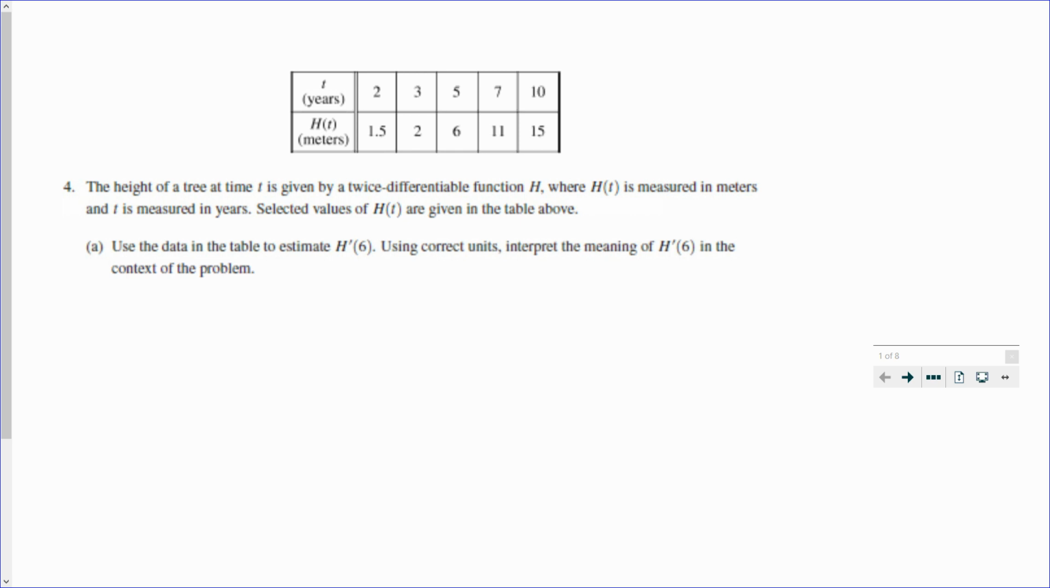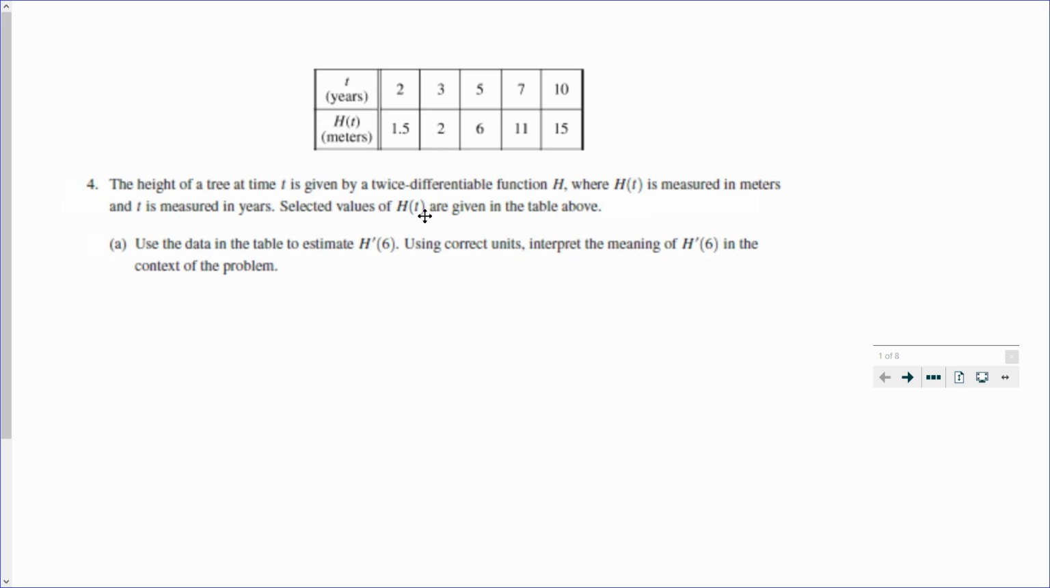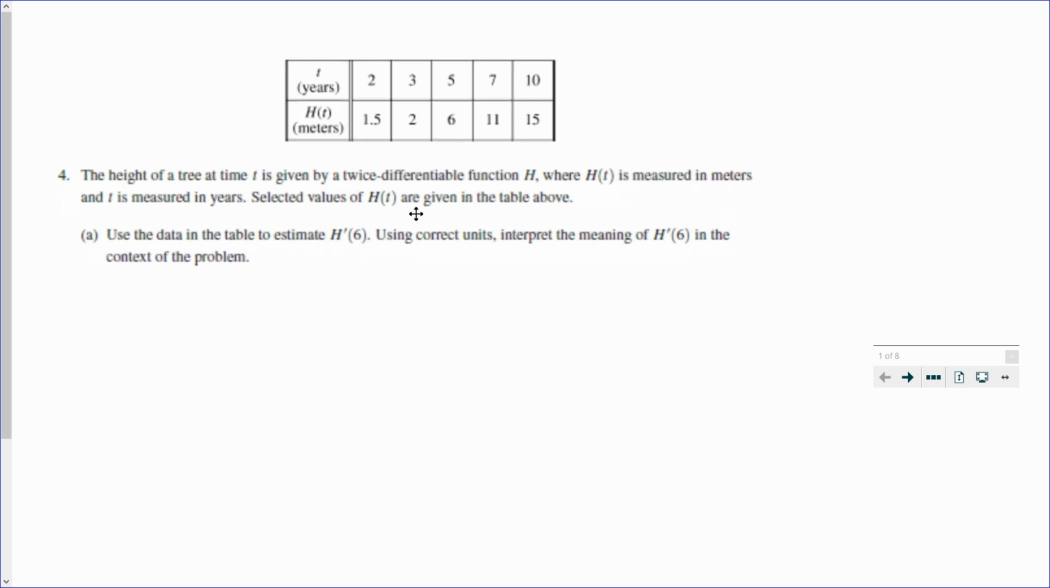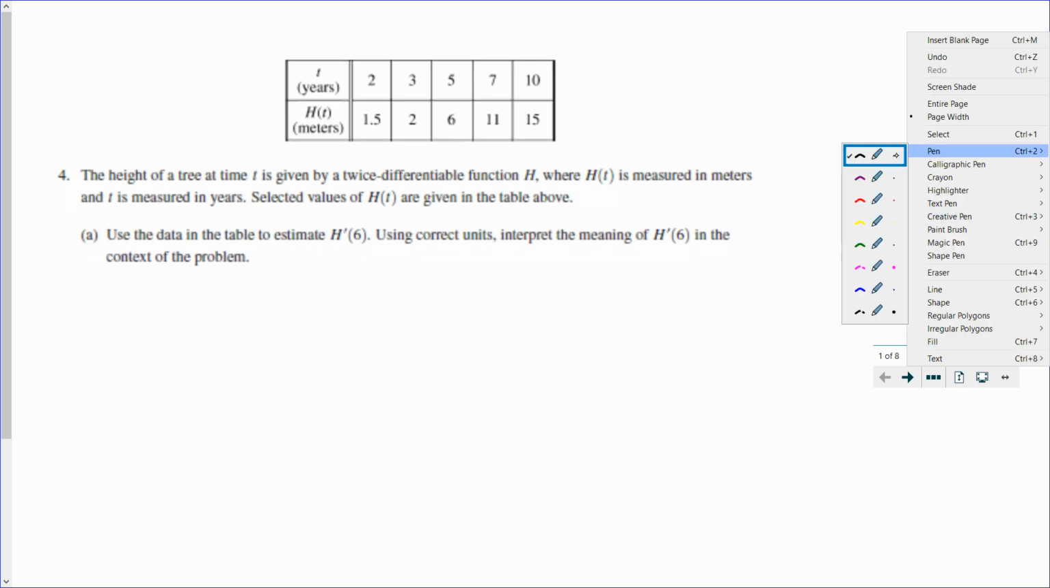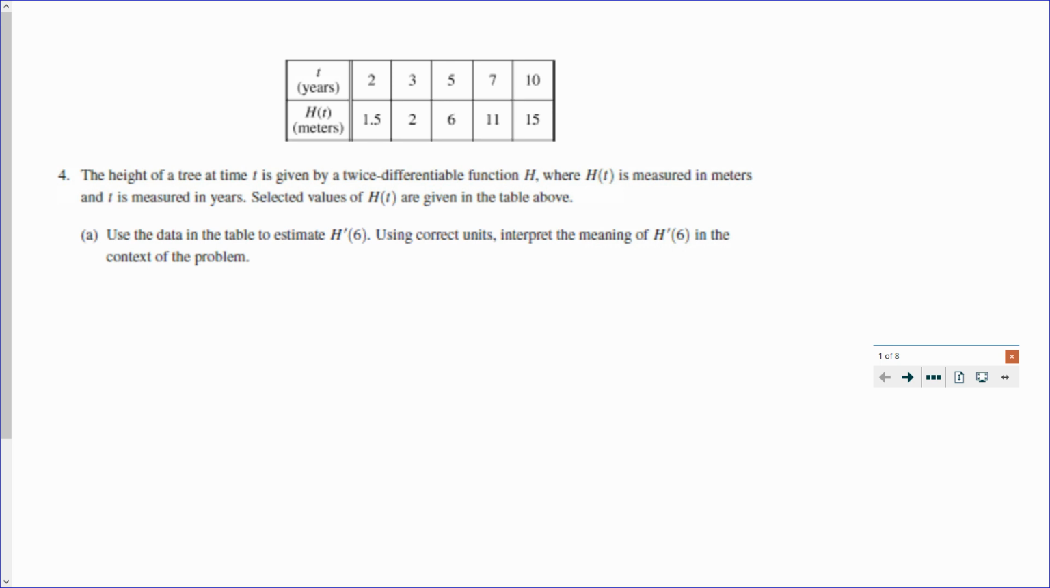All right, so the height of a tree they've given us is given by a twice differentiable function h, where h is measured in meters and t is measured in years. And then they've given us values for h of t in the table. Whoops, sorry about that. Let me go ahead back here. Put that in pen mode. There we go. All right. So the first question says, use the data in the table to estimate h prime of 6.